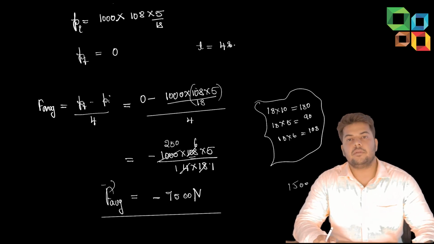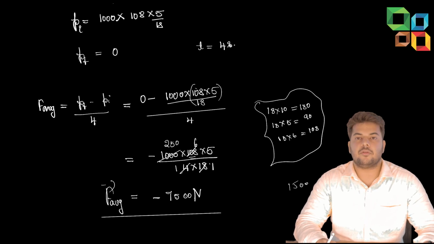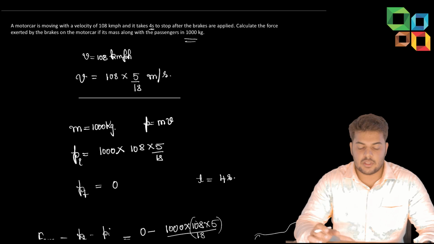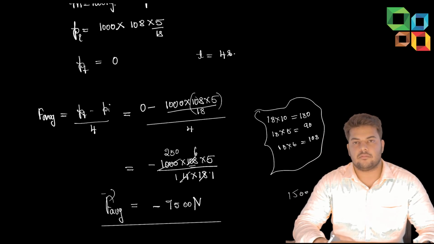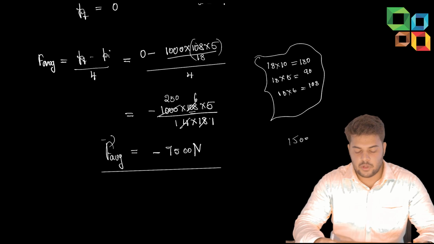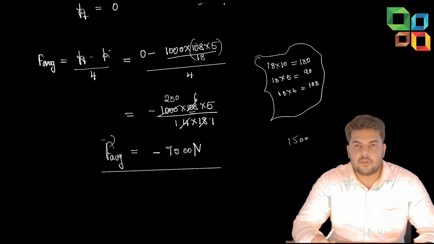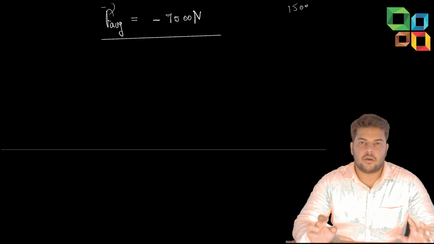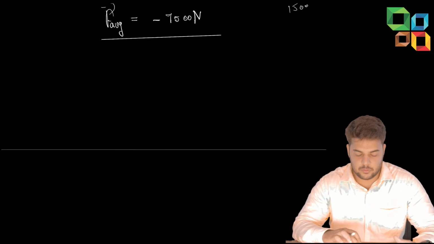All right. So that's the magnitude of the force that is required to stop a car that is 1000 kgs along with the passengers in 4 seconds. Now, like I've told you, it's not possible for the person sitting inside the car to apply such a big force, 7500. I hope you understand how big this force is.